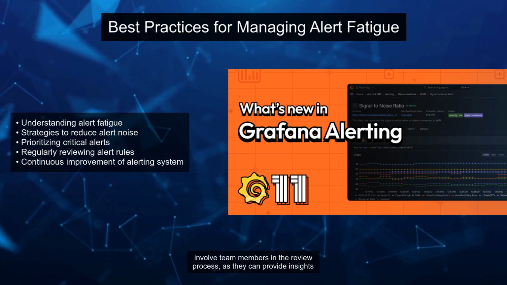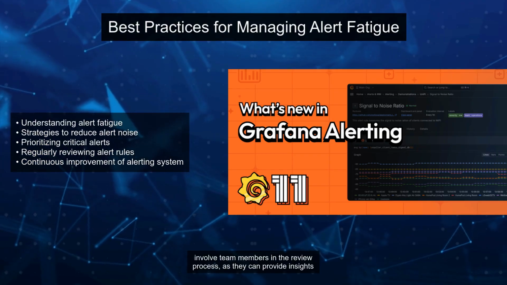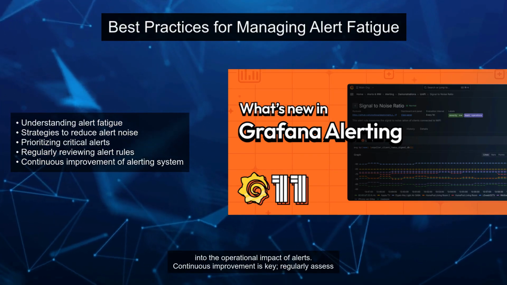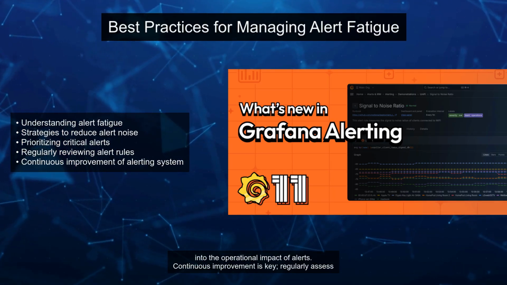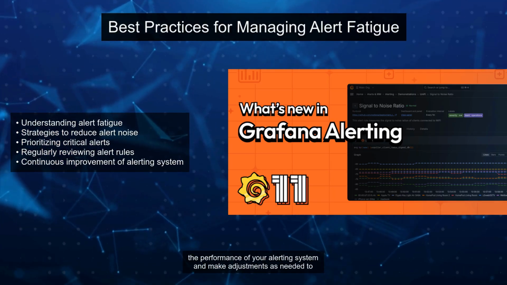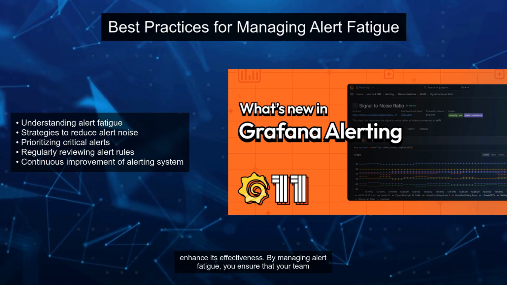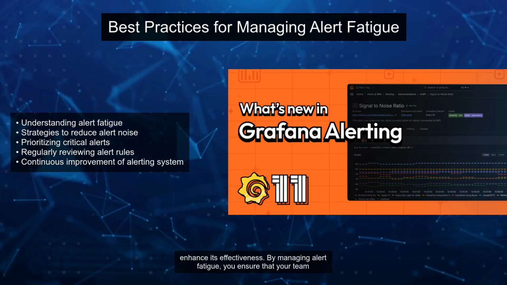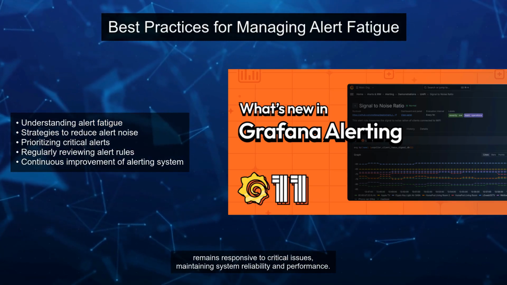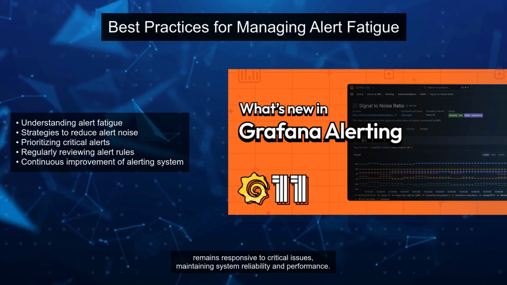It's also beneficial to involve team members in the review process, as they can provide insights into the operational impact of alerts. Continuous improvement is key. Regularly assess the performance of your alerting system and make adjustments as needed to enhance its effectiveness. By managing alert fatigue, you ensure that your team remains responsive to critical issues, maintaining system reliability and performance.